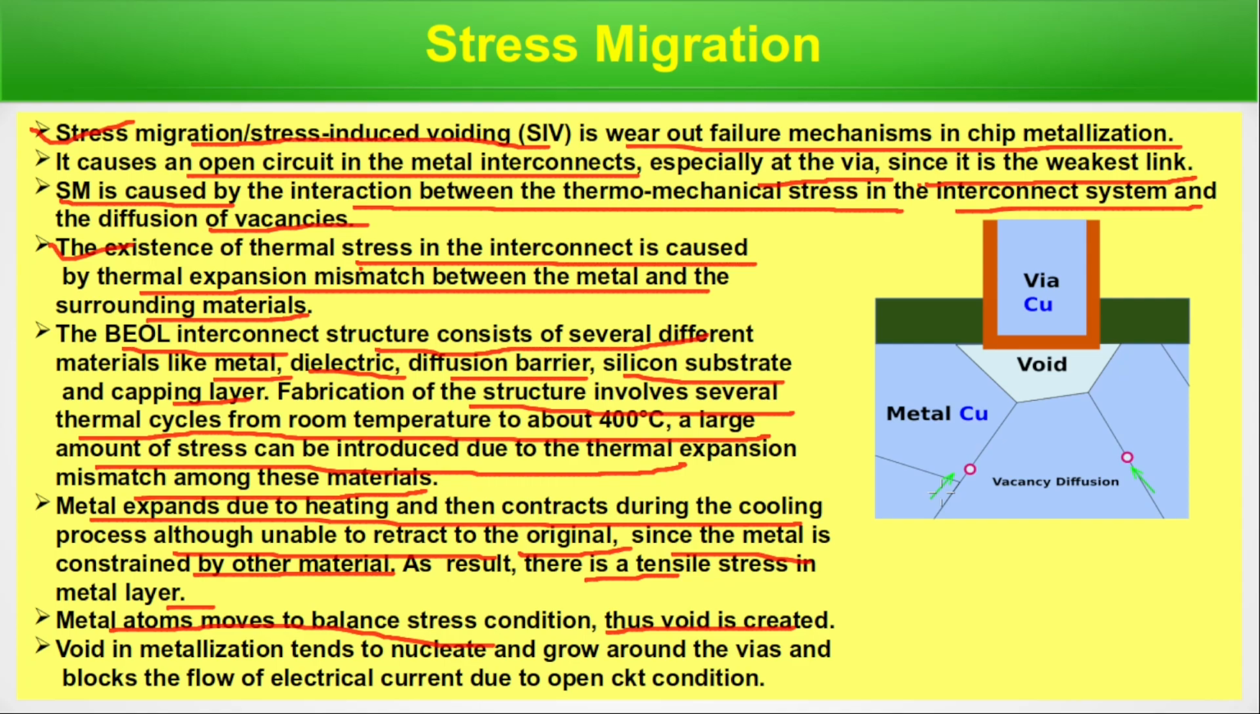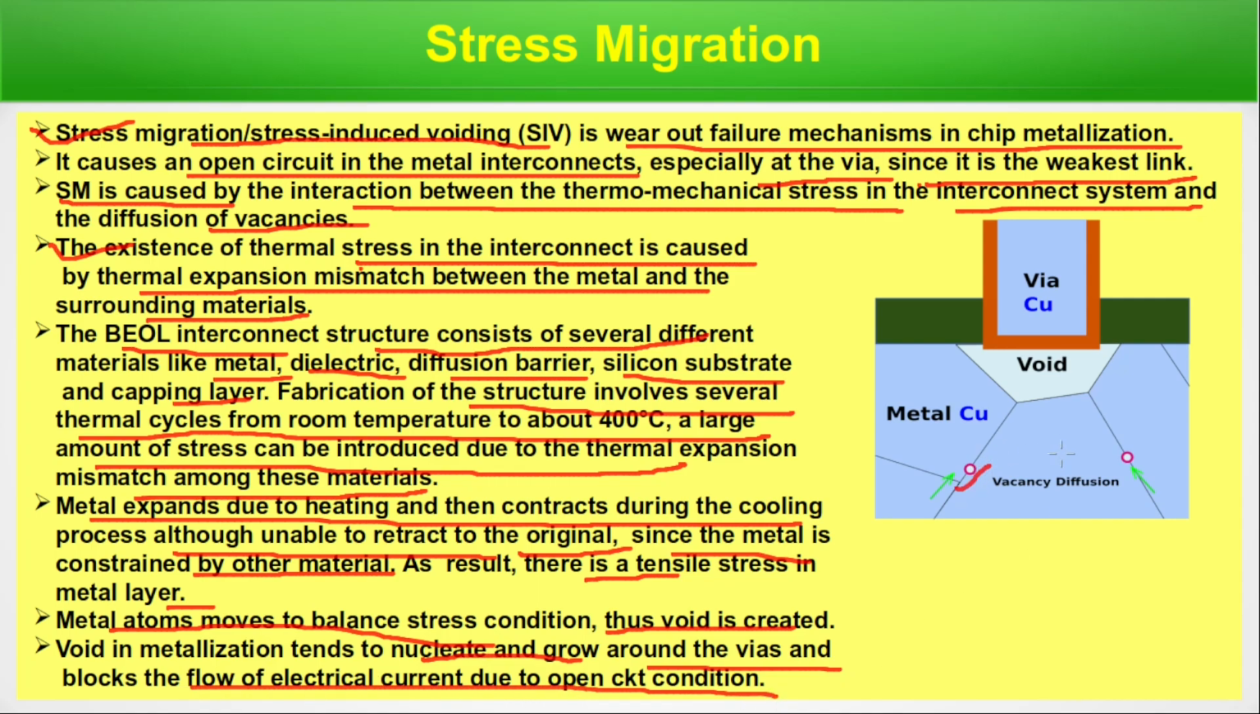So there is a tensile stress created in the metal layer. Now metal atoms move to balanced stress condition. Thus void is created. Now void in metallization tends to nucleate and grow around the vias and block the flow of electrical current due to open circuit condition.